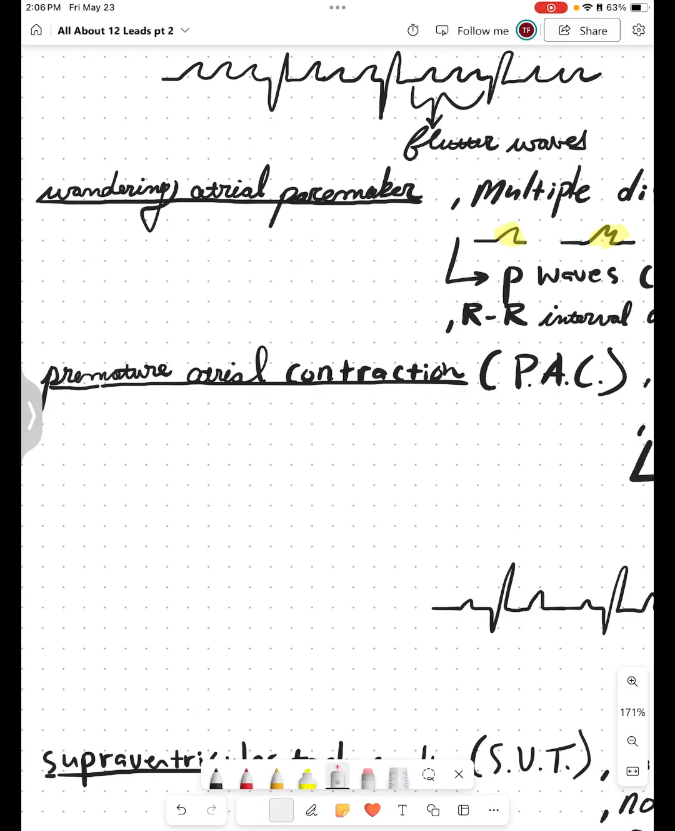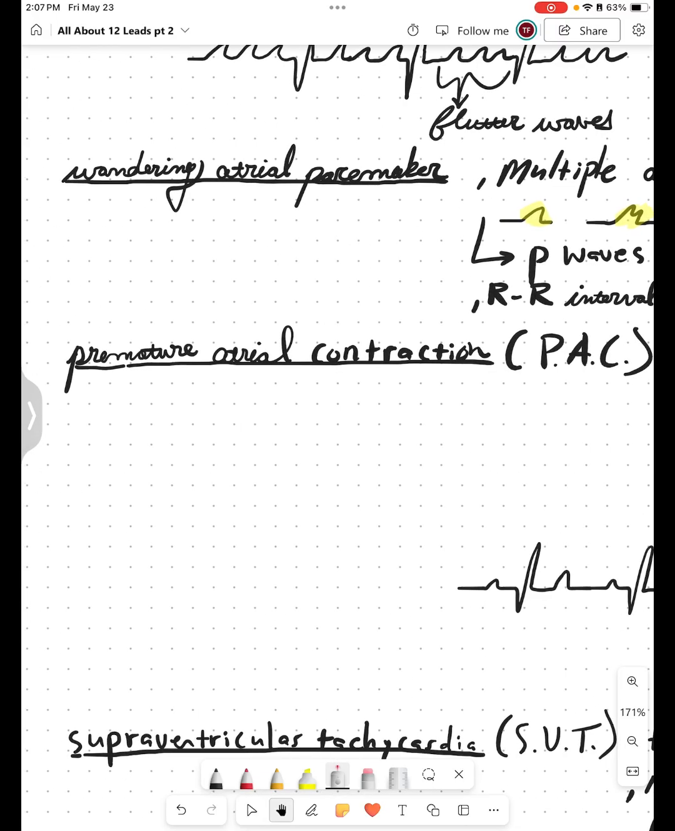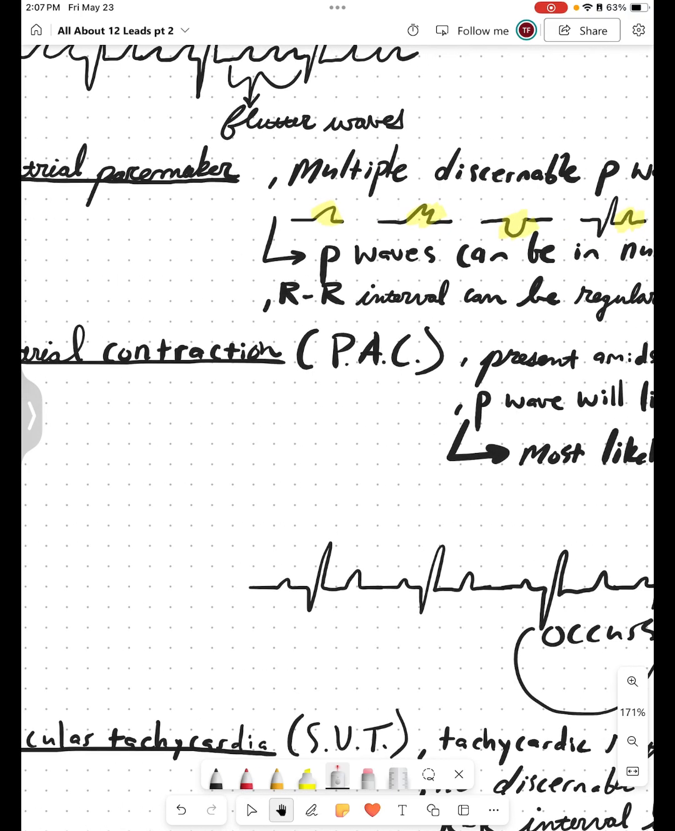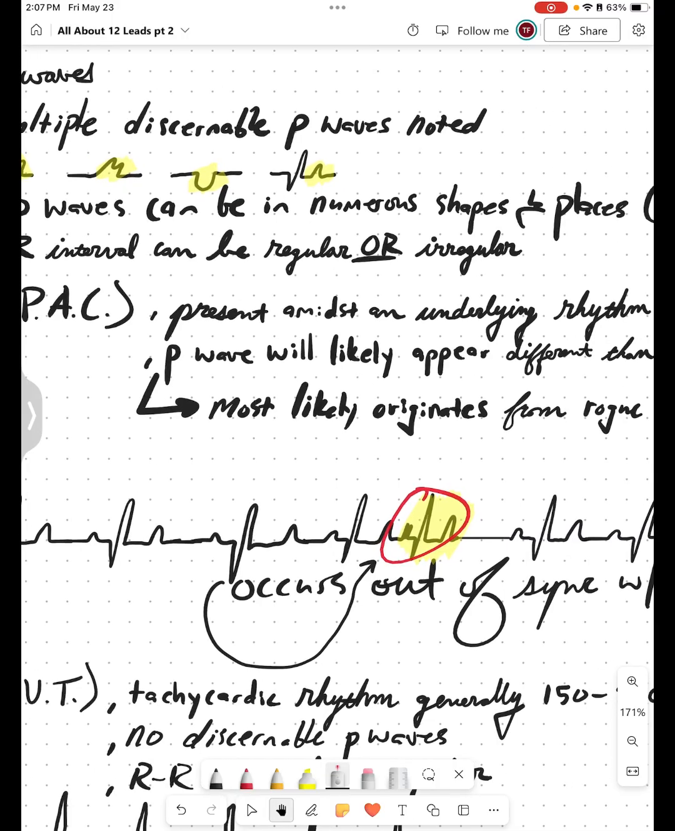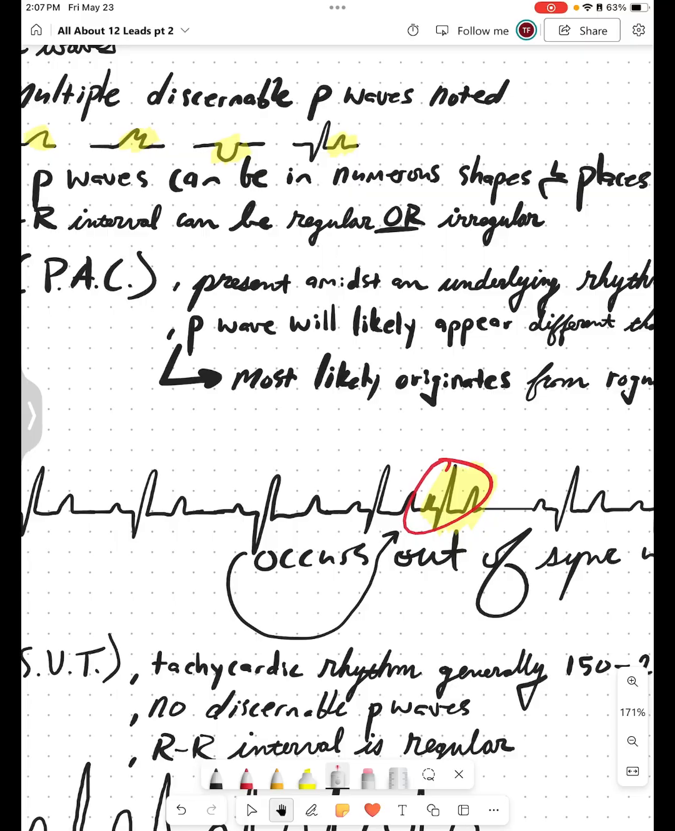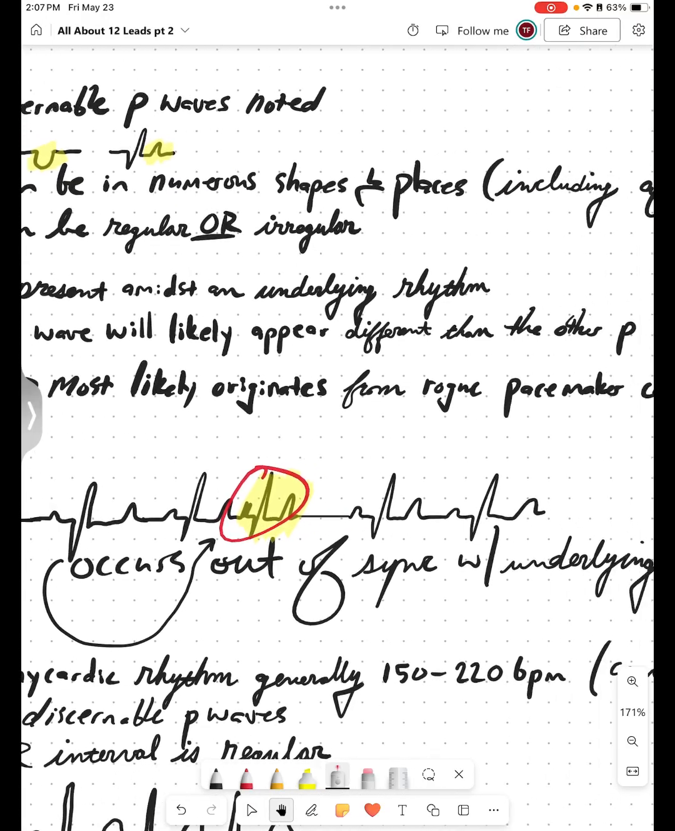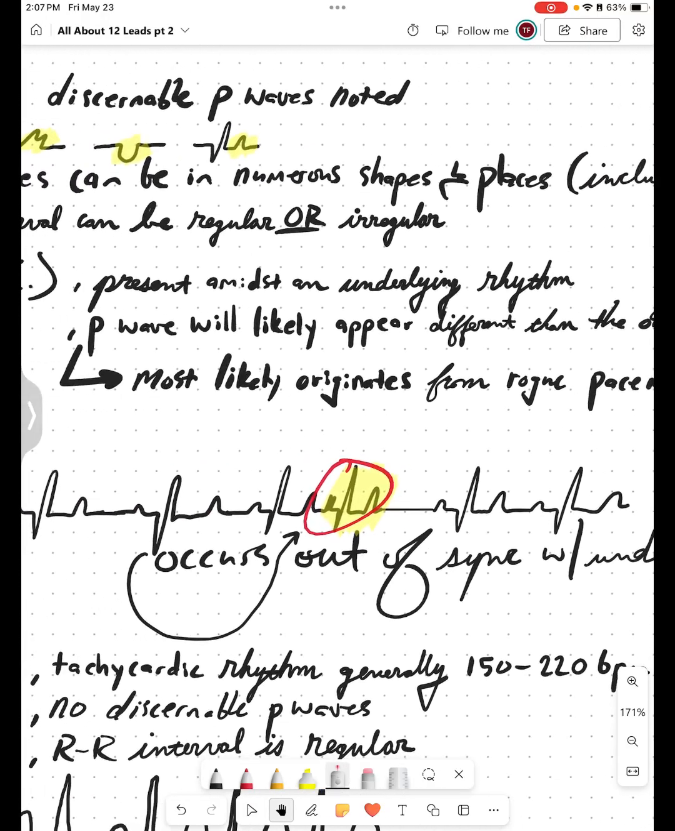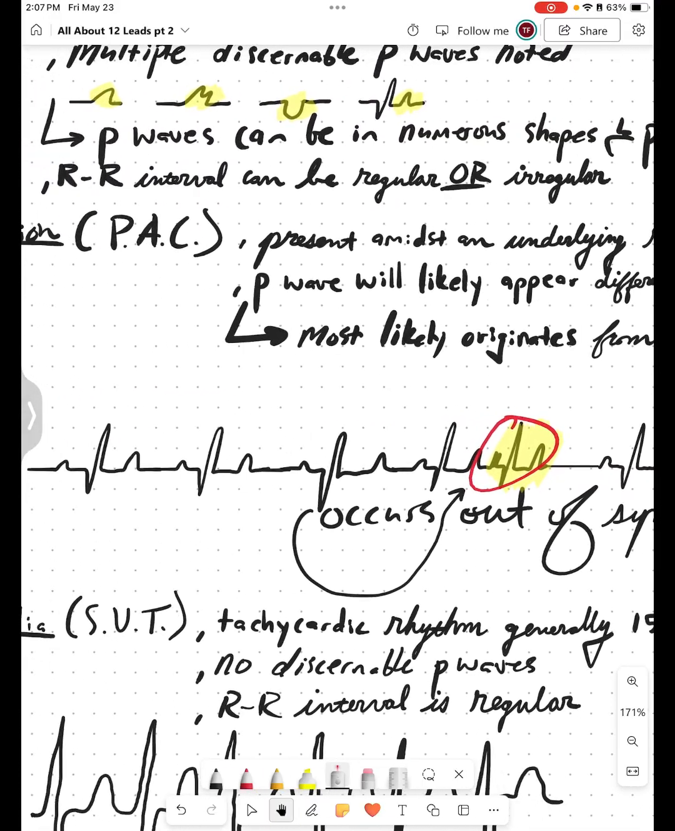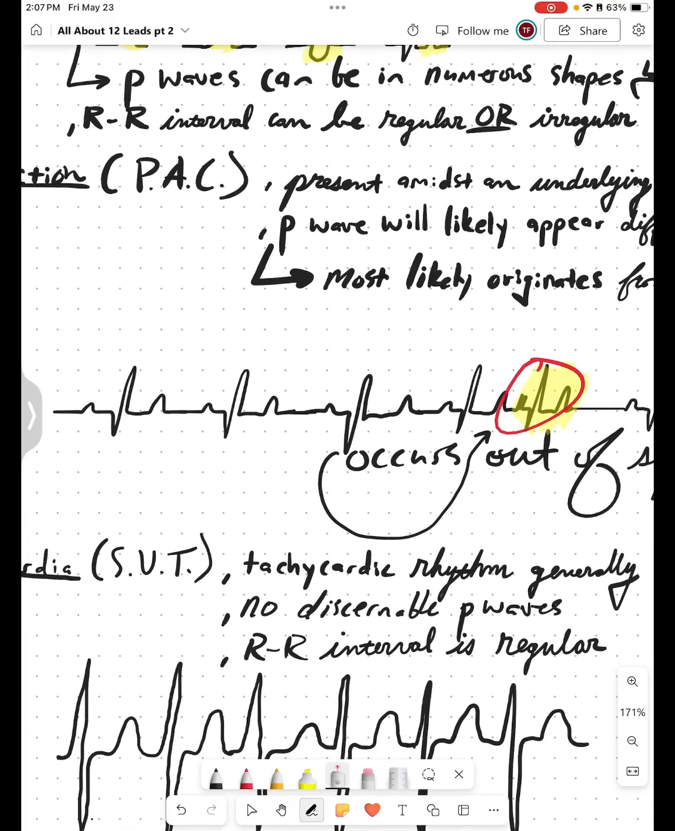Let's also talk about PACs, a premature atrial contraction. This is not a rhythm in itself, but what's called an ectopic beat or a rogue beat, a beat by itself amidst an underlying rhythm that is identifiable. So present amidst an underlying rhythm, P waves will likely appear different than the other P waves and most likely originates from rogue pacemaker cells.